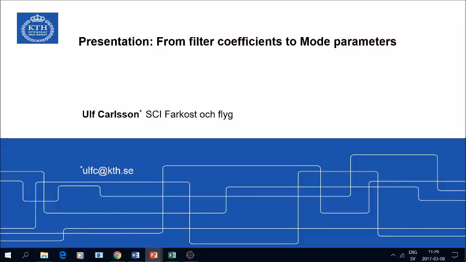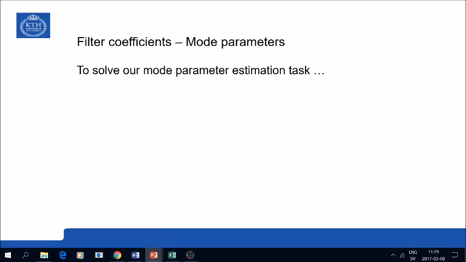In earlier presentations, we have found that we can represent our system model with a digital filter. So, one important question now is how we can determine our system model parameters from the filter coefficients of the digital filter. And this is what we are going to deal with in this presentation.